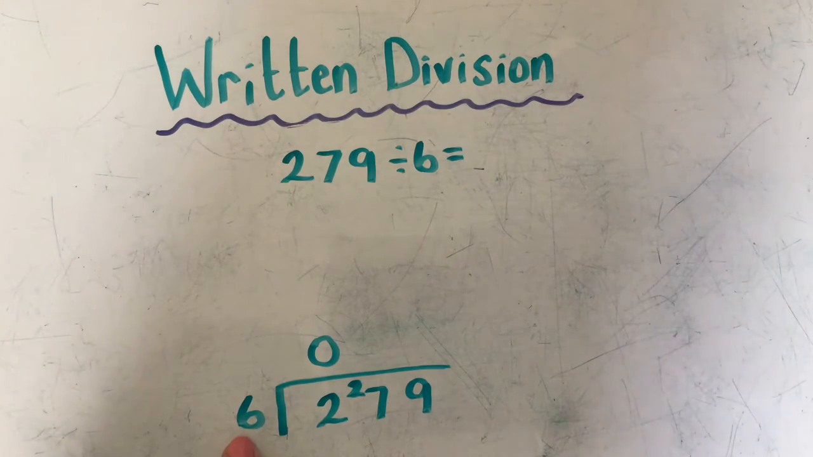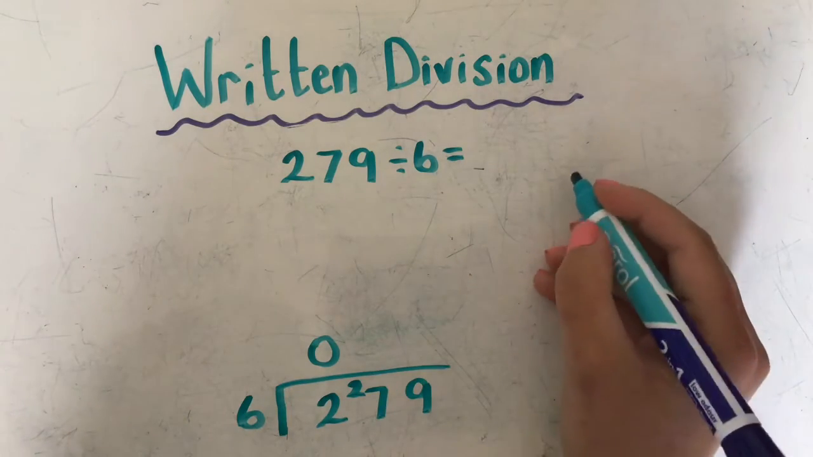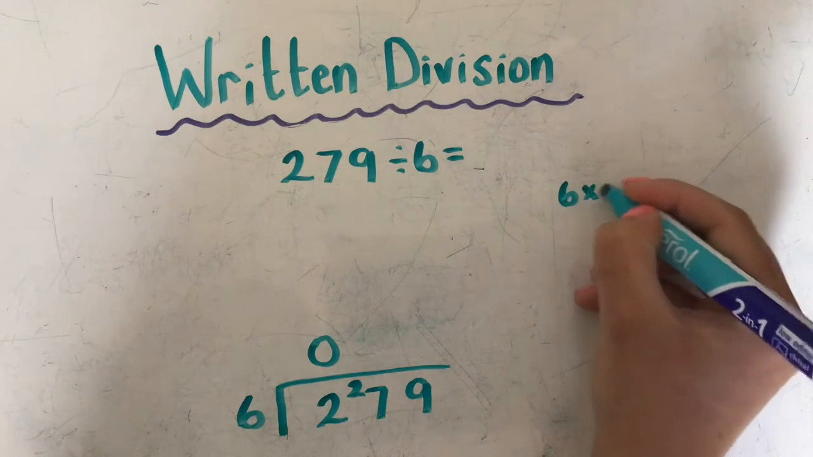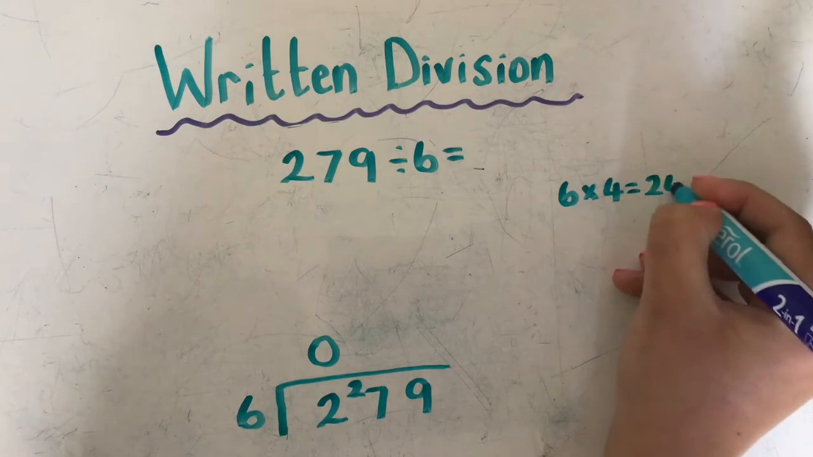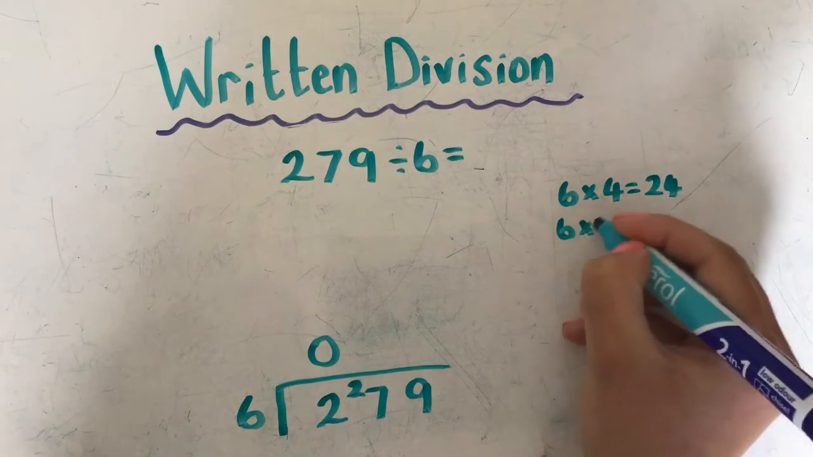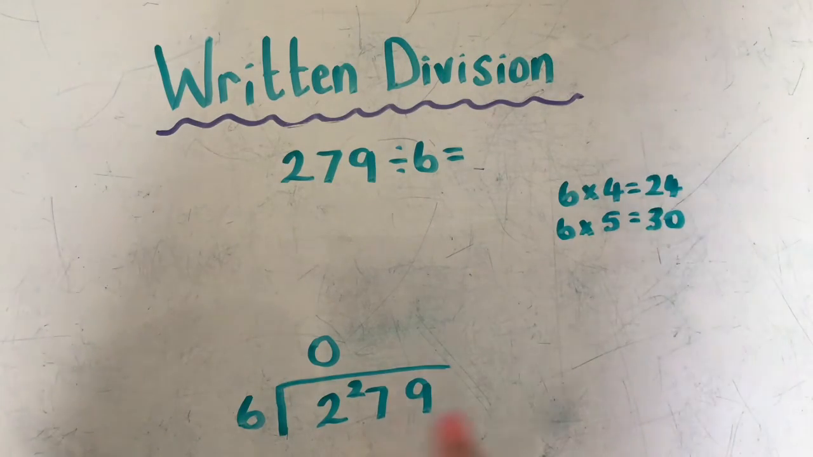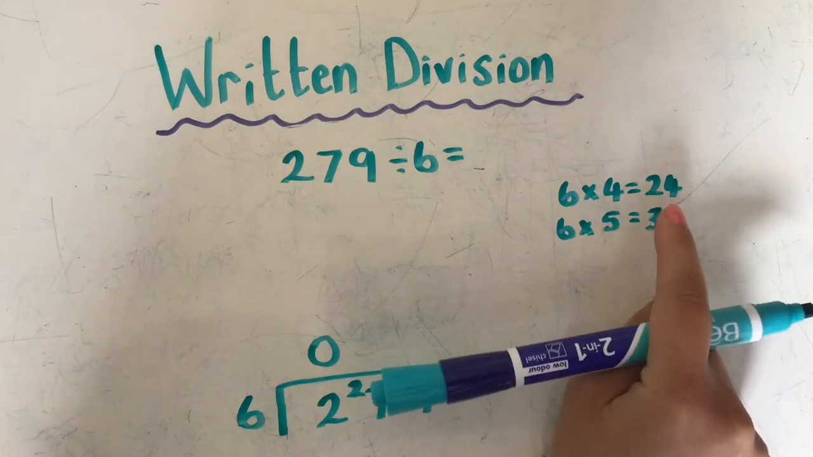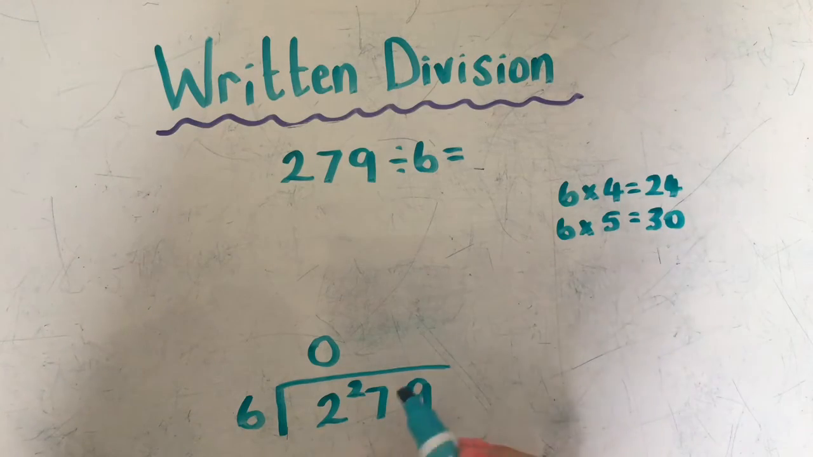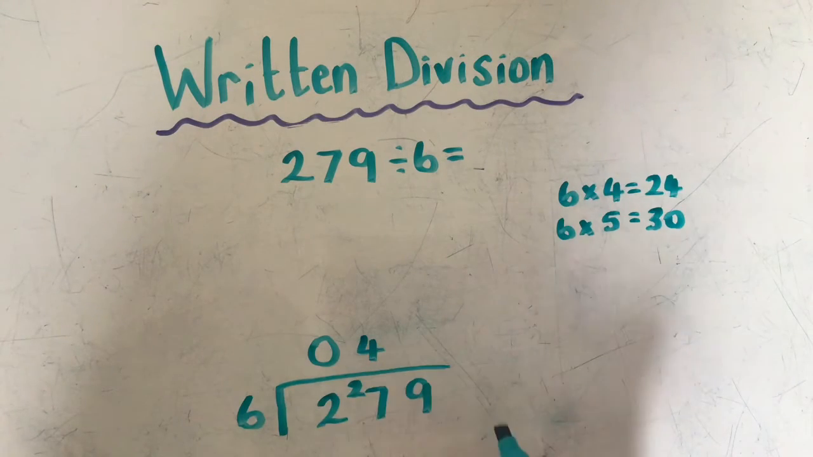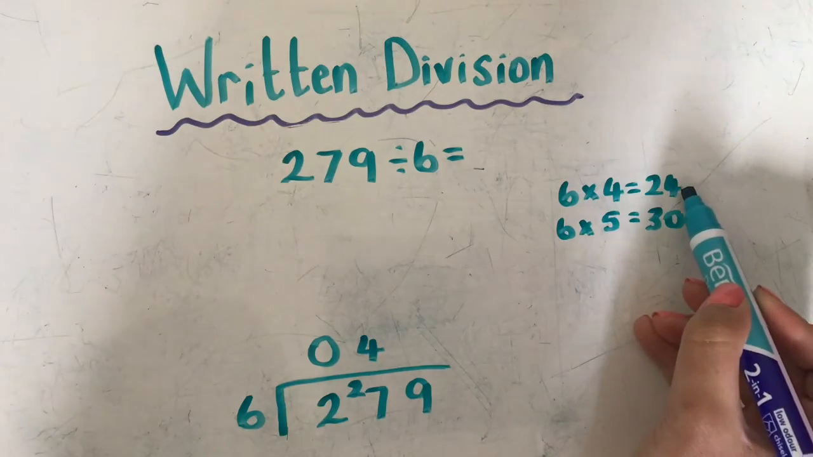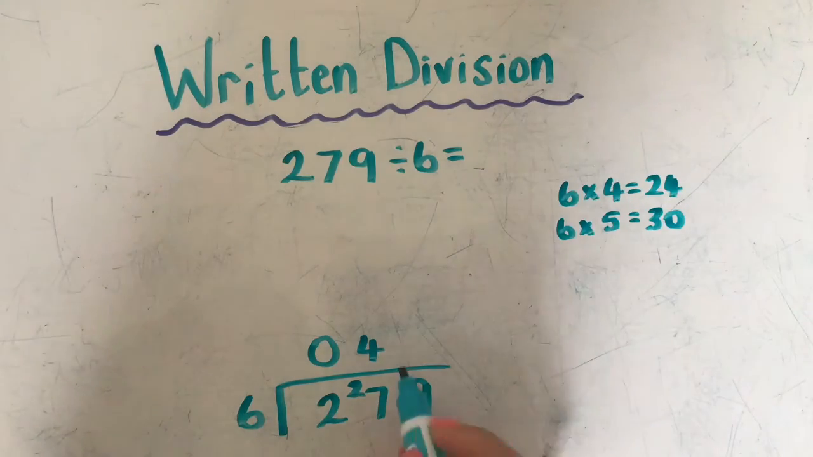Then we're looking to see how many times 6 fits into 27. So let's think of our 6 times tables. 6 multiplied by 4 is 24. 6 multiplied by 5 is 30. So for this case, we have to use our 6 multiplied by 4 table. So 6 goes into 27 4 times, and then we need to work out what we're carrying over. We find the difference between 24 and 27, which is 3.